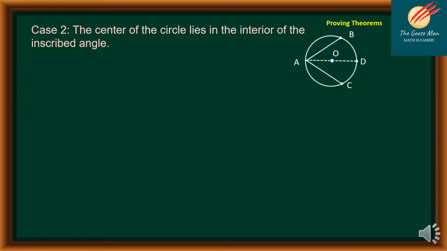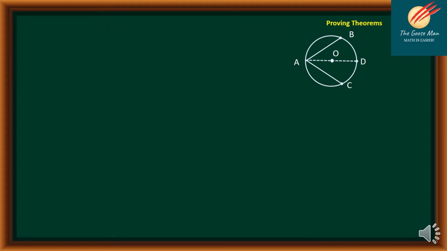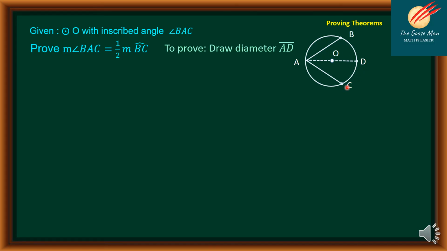So let's move on to case number 2. That is, the center of the circle lies in the interior of the inscribed angle. Again, the given is circle O with inscribed angle BAC. We would like to prove that the measure of angle BAC is equal to 1/2 the measure of arc BC. This is the arc BC. Again, to prove this, we need to draw a diameter AD that will pass through the circle O.